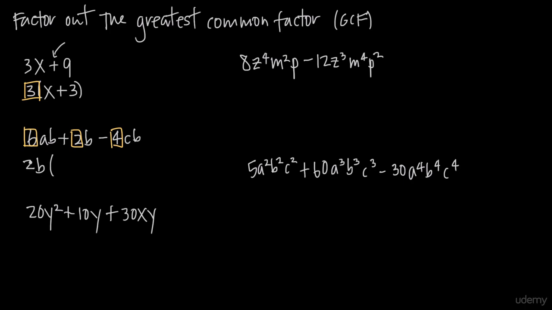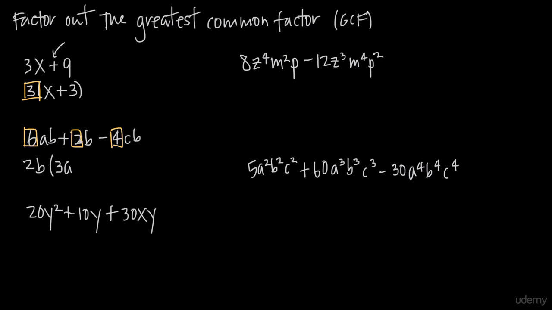Well, what do we have to multiply by 2 in order to get back to 6? That's 3. What do we have to multiply by B in order to get back to AB? That's just A. So 2B times 3A is going to be 6AB, getting us back to our original term. What do we have to multiply by 2B in order to get back to 2B?